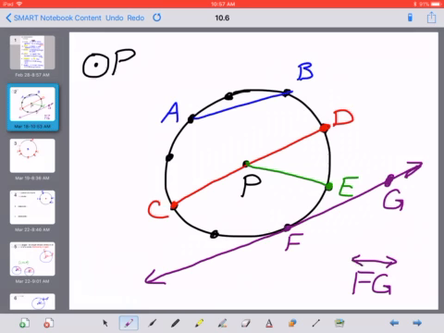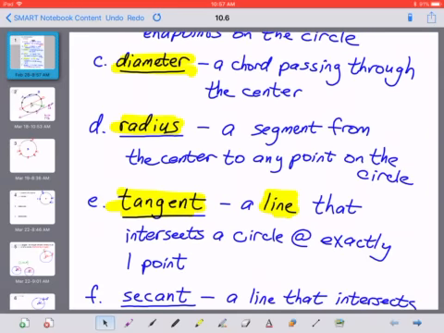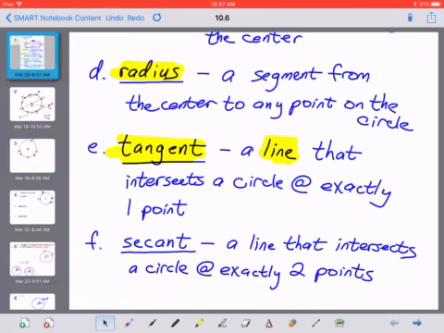It only intersects the circle at this one point at F, and every other point on that purple line is located outside of the circle. And the last word that we need to define here on this page is going to be another one that I doubt you guys have heard before, and that's going to be a secant.